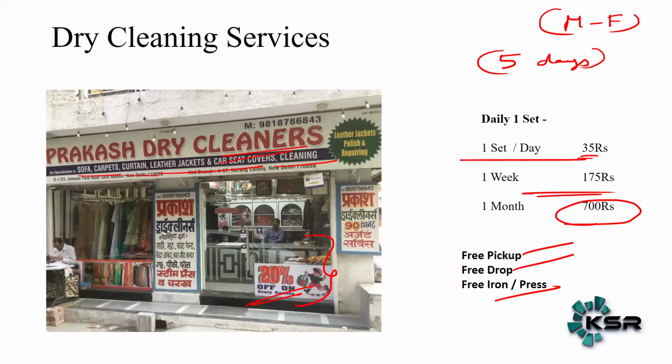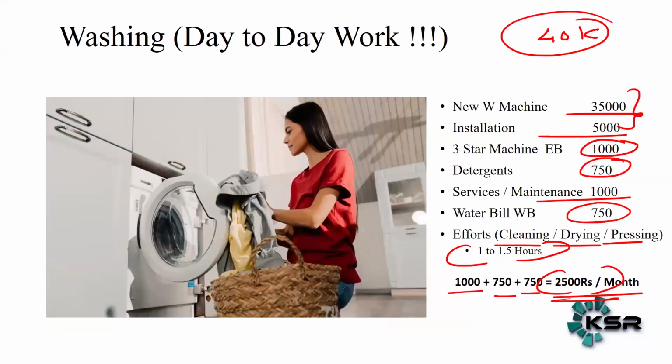What if I say to you that in my home, I don't have washing machine? Can you believe this? I don't maintain washing machine. I don't have washing machine in my home. Every single dress, I'll give it for dry cleaning. And the amount I am spending is 700. The amount you are spending for your home is 2500. Now, who is smart here? It's you or it's me?